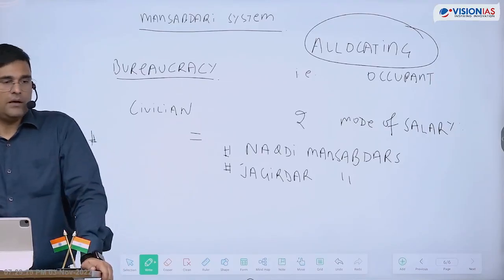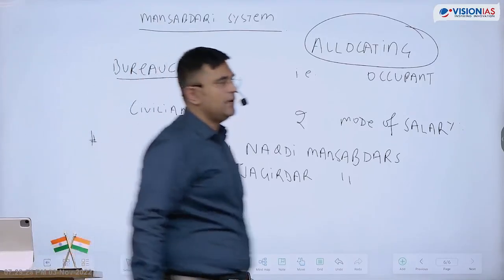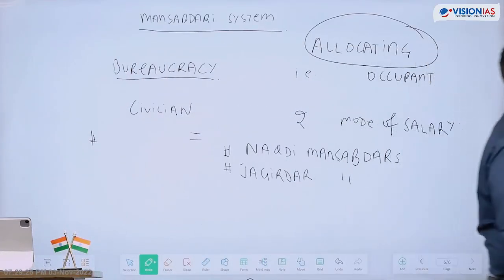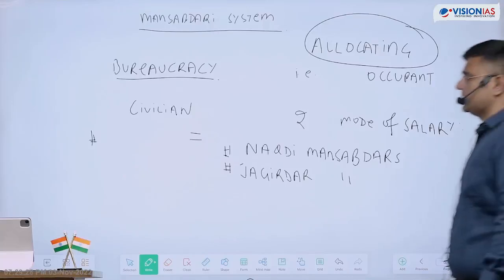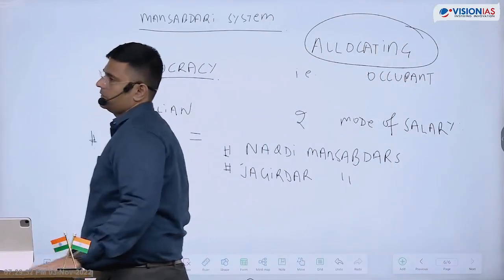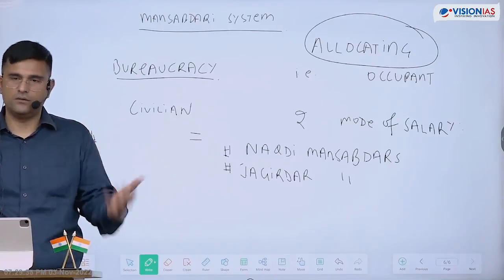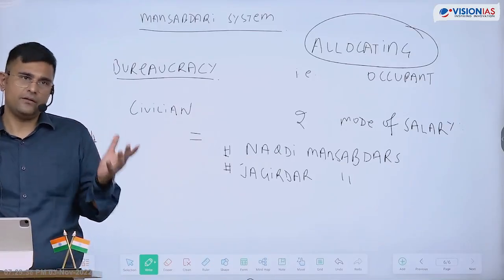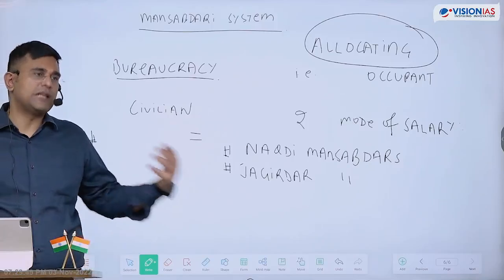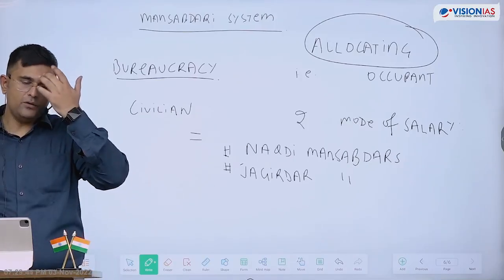Full stop. The land revenue from Jagir, in brackets land. Jagir is nothing but land, right? The land revenue from Jagir is equal to the land revenue of Jagir.